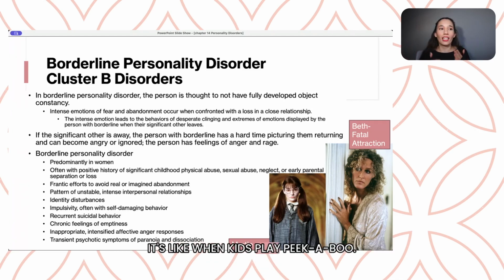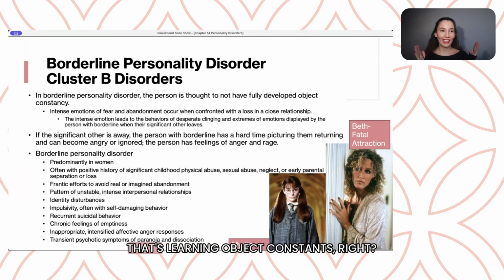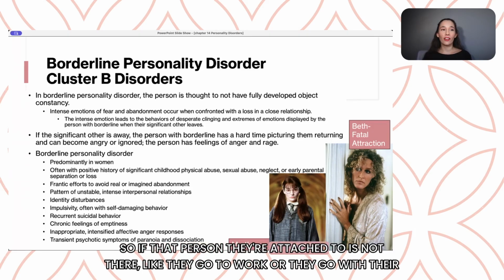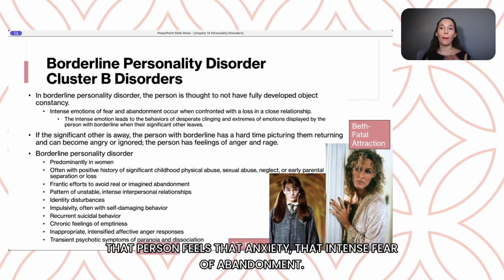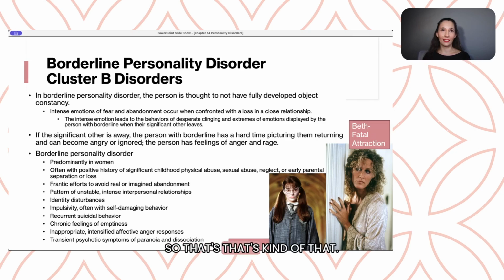It's like when kids play peekaboo. When you learn peekaboo, right? You learn the person is still there behind their hands. That's learning object constancy, right? So with borderline personality disorder, they don't fully develop that. So if that person they're attached to is not there, like they go to work or they go with their family or they go somewhere else, right? That person feels that anxiety, that intense fear of abandonment. They feel like that person may not come back. That person may leave them. So that's kind of that.